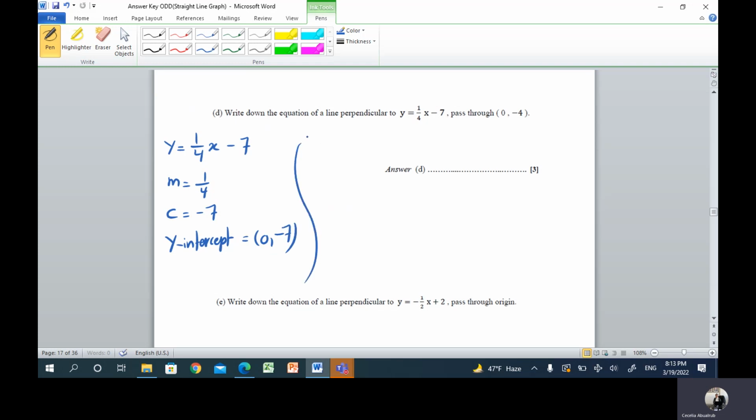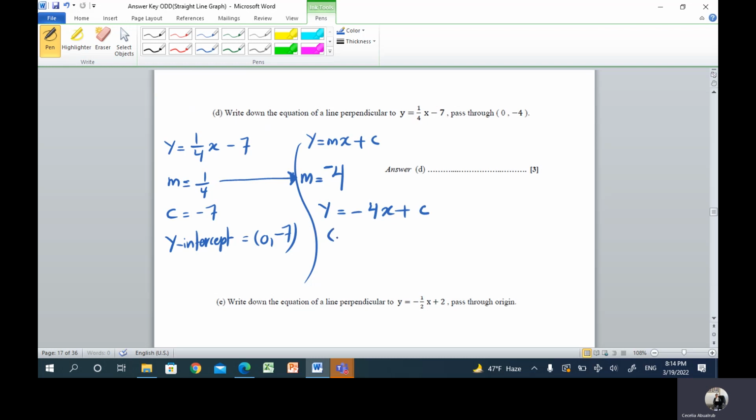The perpendicular line is unknown, so I'm going to give it an equation of y = mx + c. How can we find the gradient of the perpendicular line? The gradient of perpendicular lines is not equal, but it is reciprocal. So instead of 1/4, it will be 4, and this gradient is positive, so this one is negative.